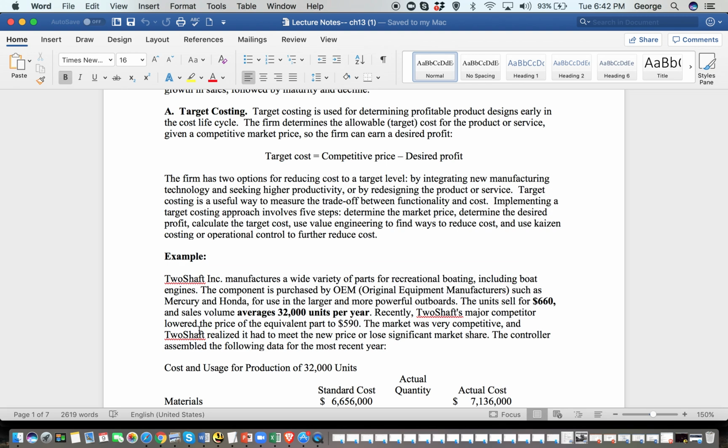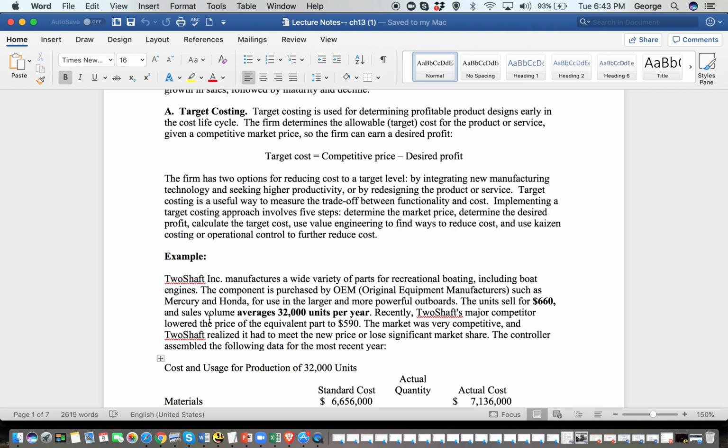All right, so a couple of things we can do to get to this competitive price. Let's say it's 80 and we're at 100. We can integrate new manufacturing technology, which will give us higher productivity, or we can possibly redesign the product. Both of those are expensive outcomes, and that's why target costing is normally done before we've built even one single product. So it's a good way to trade off between functionality and cost, but of course you want your functionality to be in line with your competitors.